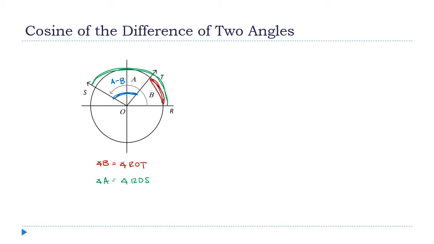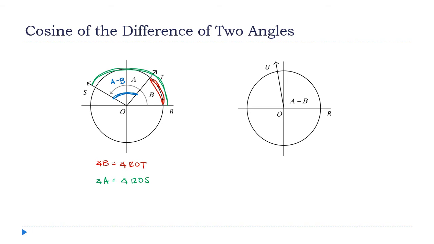And what I'm going to do is redraw it with that angle, A minus B, repositioned so it's in standard position. So its initial side is on the positive x-axis, and its terminal side is up here. So those angles are the same, A minus B, just in two different places.